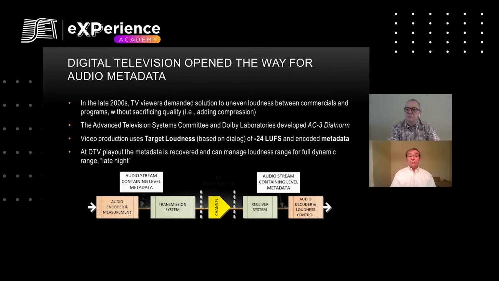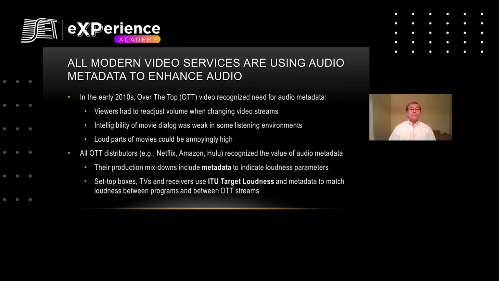In the digital televisions during playback, that metadata is recovered and it can add other services to the audio, such as loudness management, for example, for late night listening. At the bottom, you can see a little diagram where on the left, the audio is encoded for transmission. And at that point, the audio stream has the metadata added. It's then transmitted through the channel, which could be over the air as digital television, or it could be through the internet. And then it arrives at a receiver or decoder box where the metadata is decoded and passed on for loudness control. So those are the basic steps that really haven't changed in the past decade for all of these services.